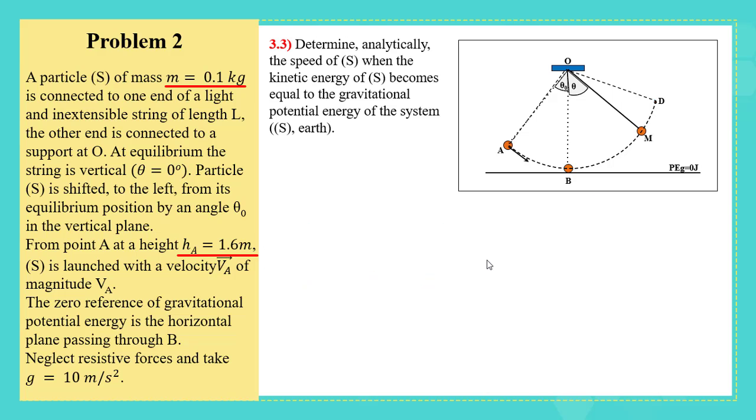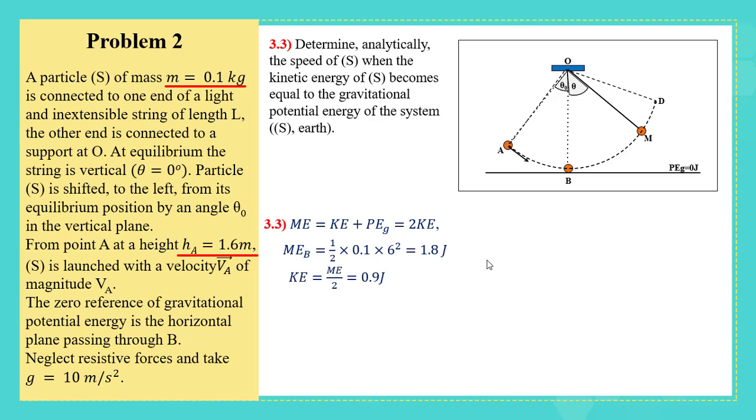Determine analytically the speed of S when the kinetic energy of S becomes equal to the gravitational potential energy. The mechanical energy in this case equals 2 kinetic energy, or 2 potential energy, because kinetic equals potential. But we know that at point B, mechanical energy is half m VB squared, which is 1.8 joules, and mechanical energy is conserved, so at any position it is 1.8 joules.